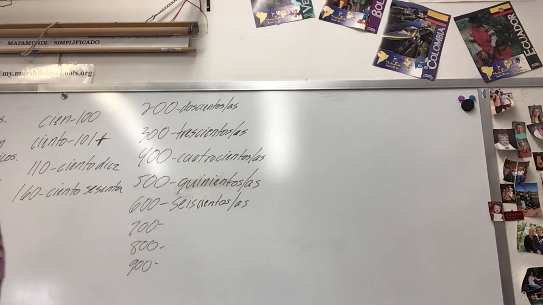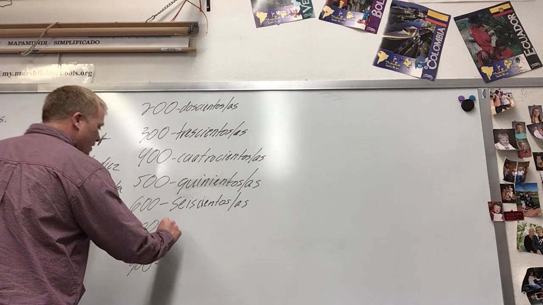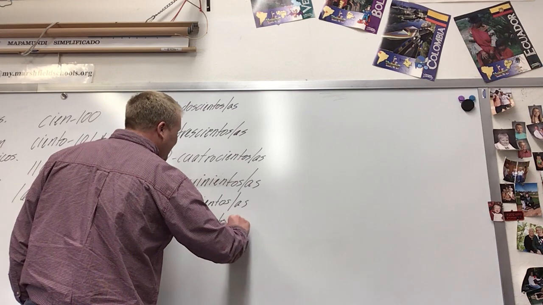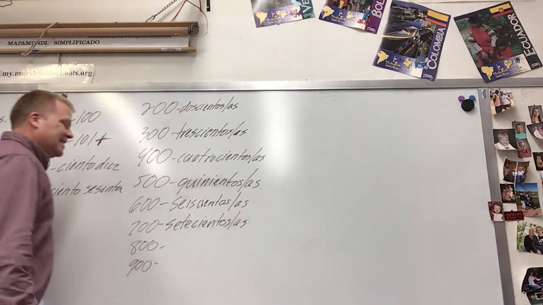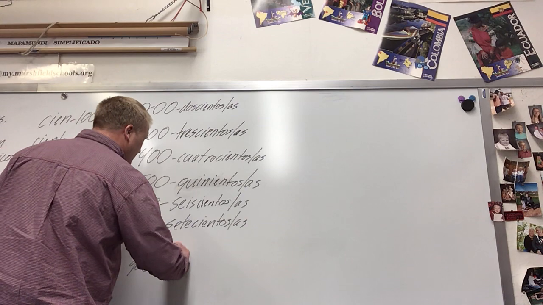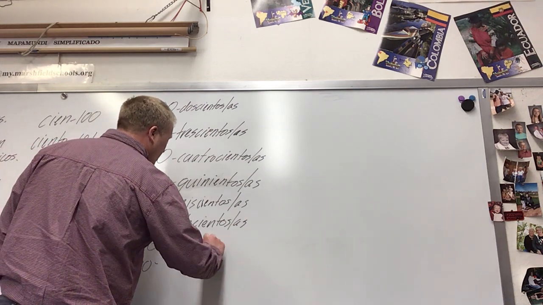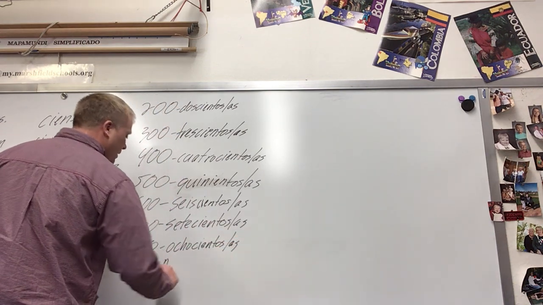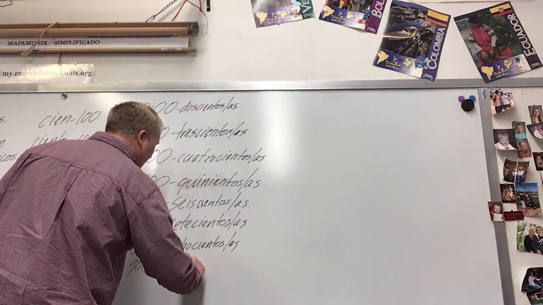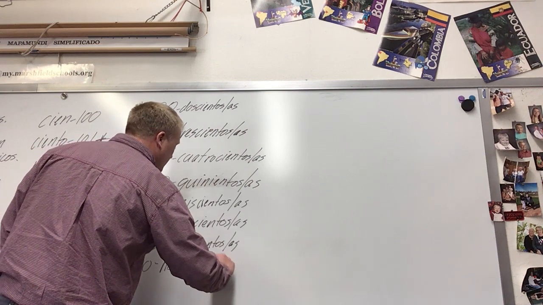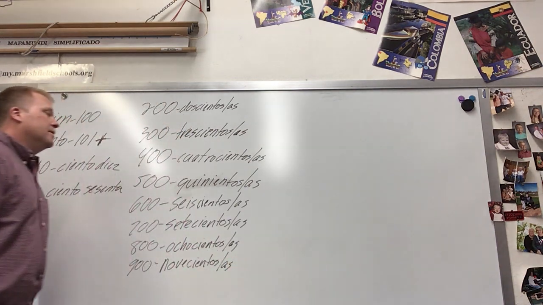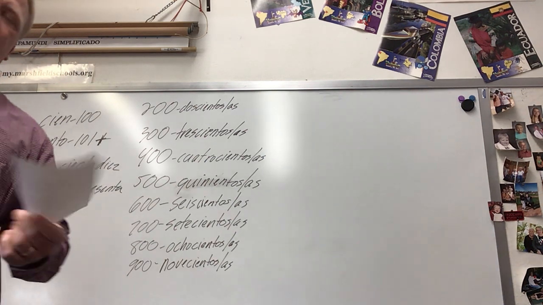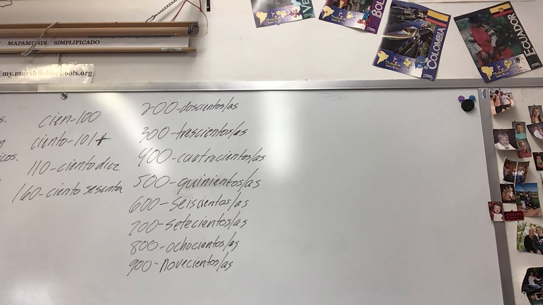Call for Mr. Paul here. 700 is setecientos. So 7 is siete, but this is setecientos. 800, ochocientos or ochocientas. 900, instead of nueve, it's novecientos or novecientas. Okay? We never really use, going back to 100, we never use un or una in front of it. We don't say un ciento, it's just ciento.